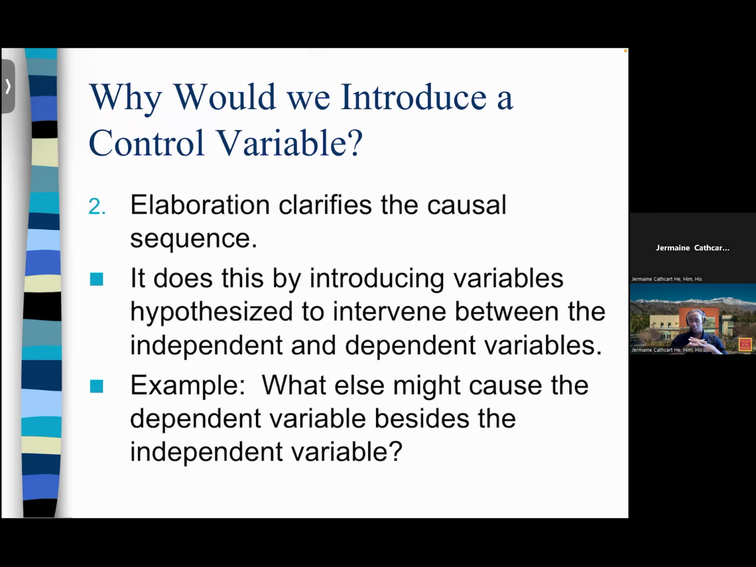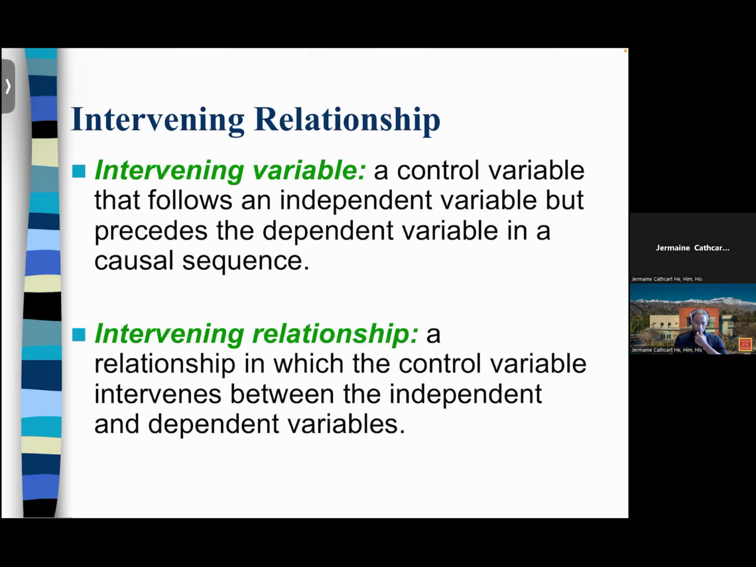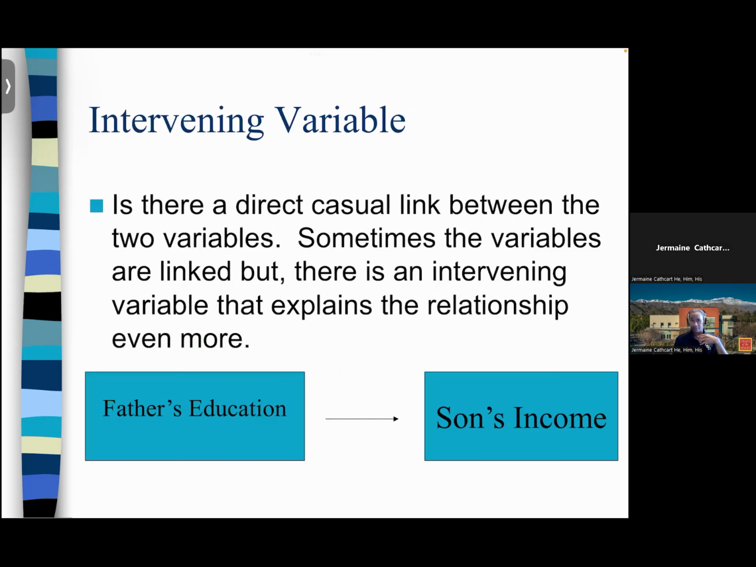With an intervening variable, what essentially happens is that it follows the independent variable, but then precedes the dependent variable. So there's kind of like a third variable that comes and helps explain this relationship better. So that is by introducing what we refer to as an intervening variable. So, for example, we can go back to that slide later, but let's just say we're looking at father's education and son's income.